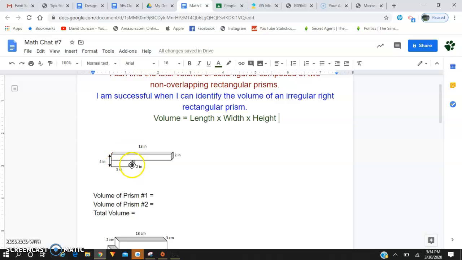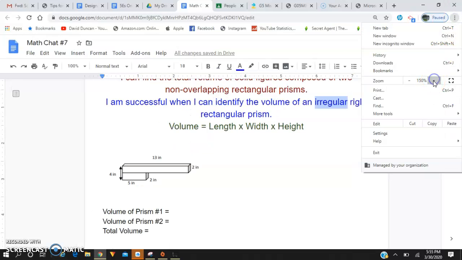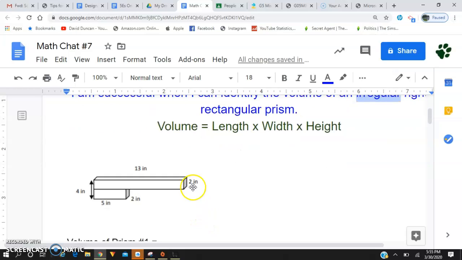We're going to start right here with our first irregular right rectangular prism. By irregular I mean that it's not 2 perfectly aligned rectangular prisms. It is 2 different size prisms put together. So that's what we mean by the term irregular. Okay? And again, it's 2 prisms, but they're not overlapping. So I'm going to zoom in on my computer screen here. Hopefully it will zoom in for you guys in the recording.